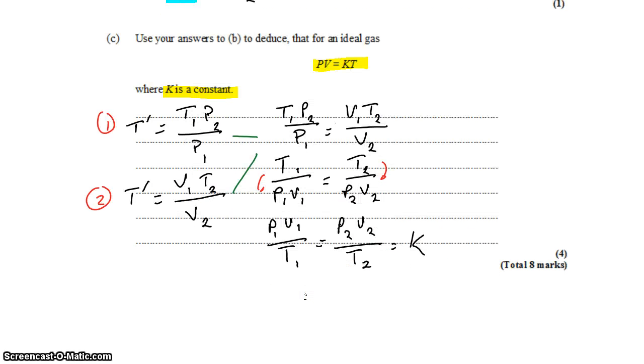It's a constant. So the last thing I'm going to do is combine the two halves of this equation, multiplying across by temperature, and I get PV, whatever the pressure is times whatever the volume is, equal to KT, some constant times the temperature.